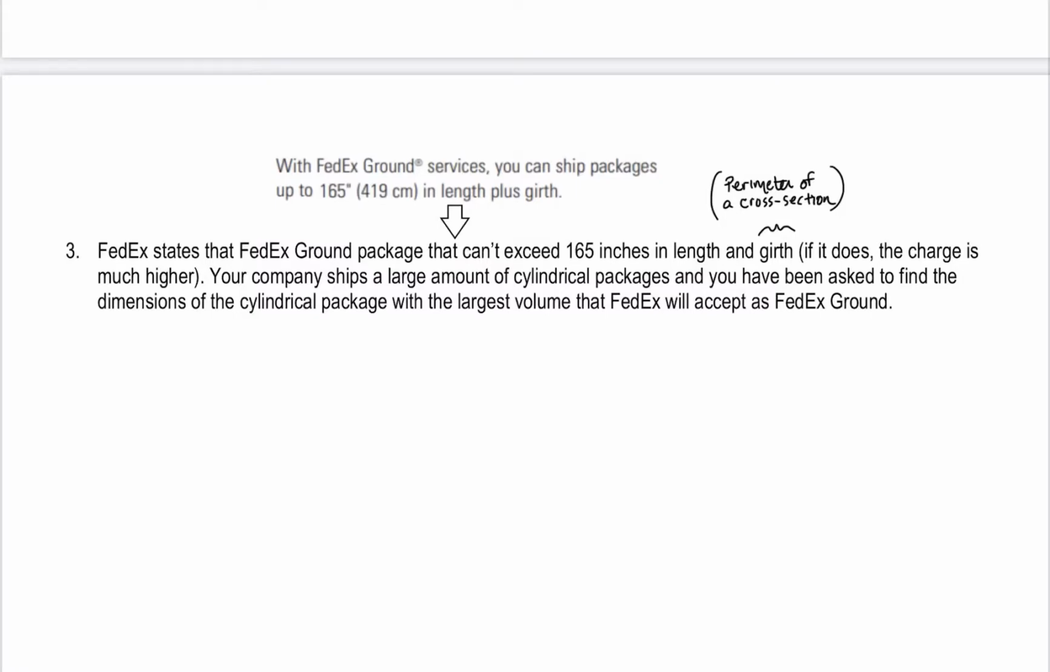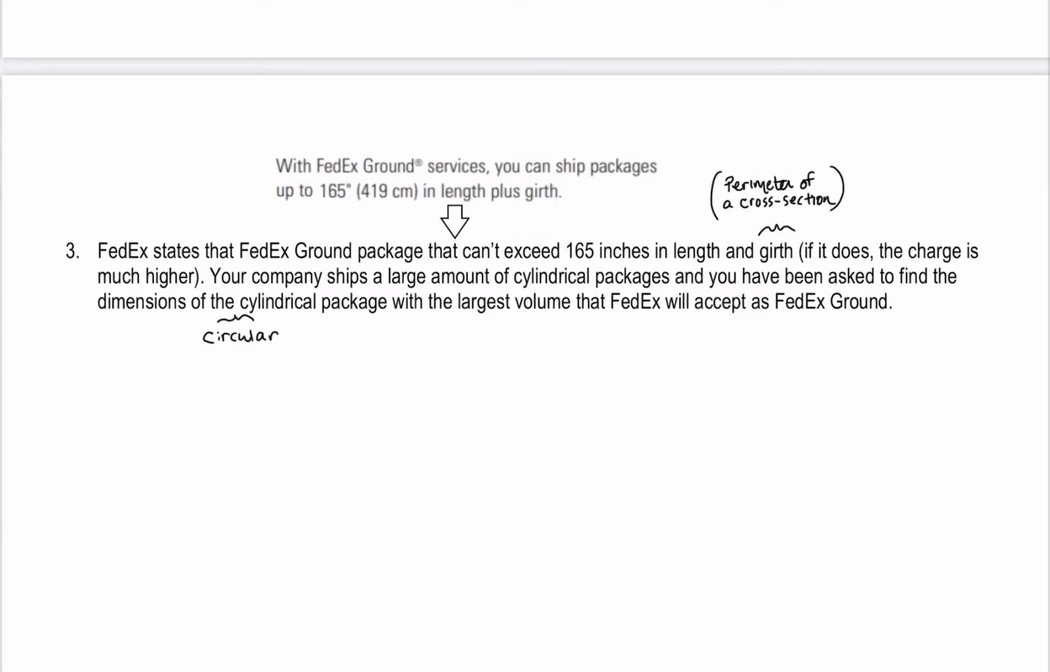All right, now your company ships a large amount of these cylindrical packages, and you've been asked to find the dimensions of this cylindrical package that is going to have the largest volume. So let me actually specify here. You've been asked to find the dimensions of the circular cylindrical package.